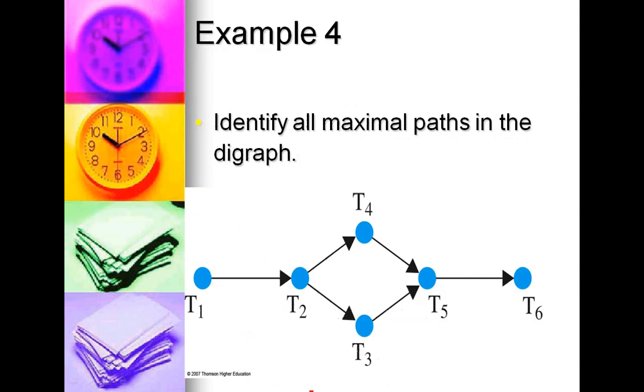So maximal paths here, the first thing you do is identify your sources and your sinks. The only source I have is T1. The only sink I have is T6. So I want to write as many paths as I can that start at T1 and end at T6. So T1, T2, T4, T5, T6. And then the second maximal path, T1, T2, T3, T5, T6.